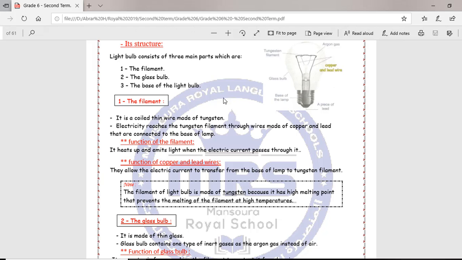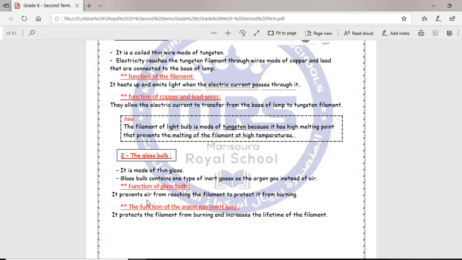The second part of the light bulb is the glass bulb, and the glass bulb is made of thin glass. The glass bulb contains one type of inert gases as the argon gas instead of air. What is the meaning of inert gas? The gases are classified into two types, active gases and inactive gases. Inert gases mean inactive gases, and inactive gases mean that it doesn't react with any material.